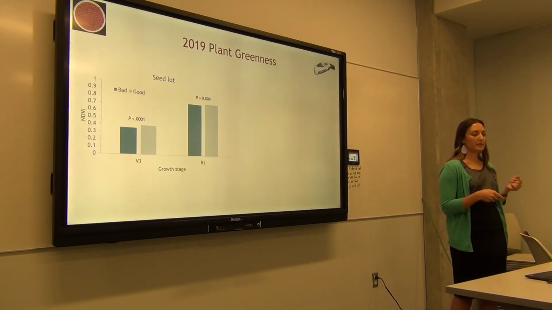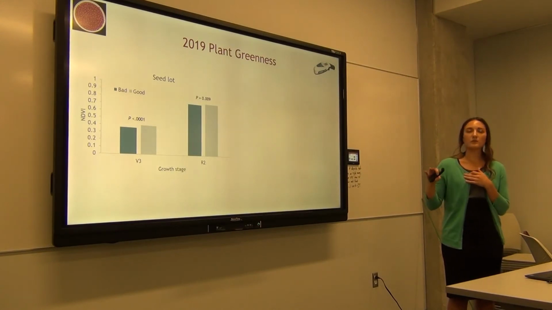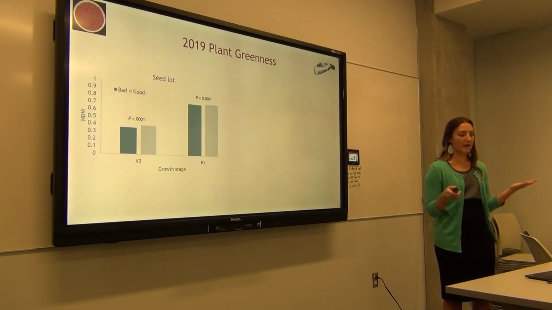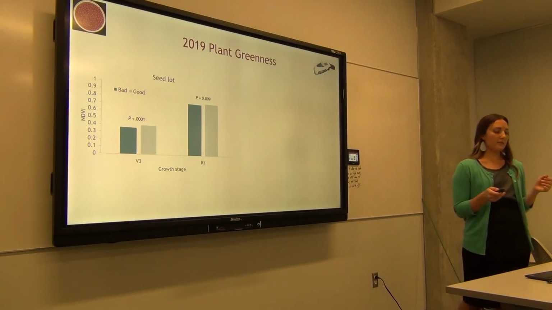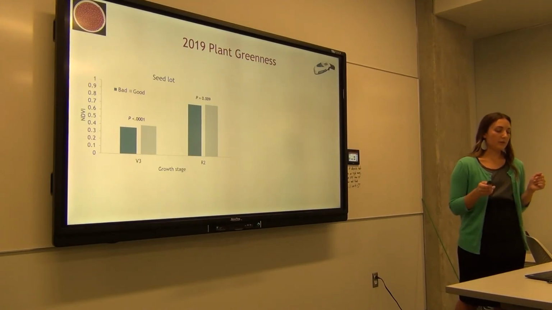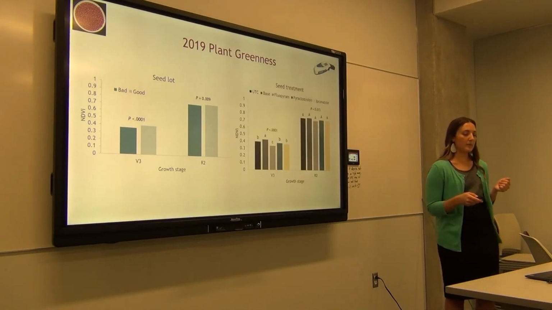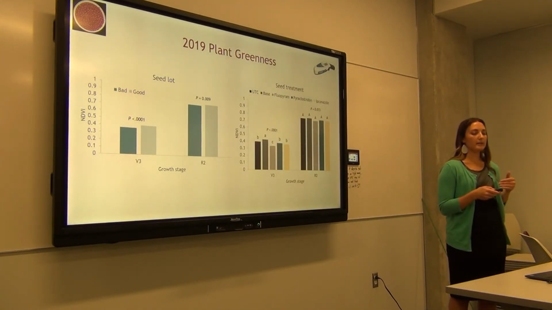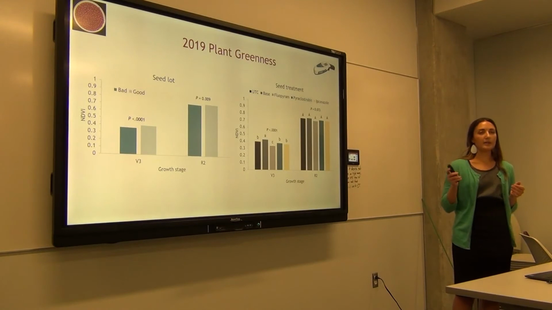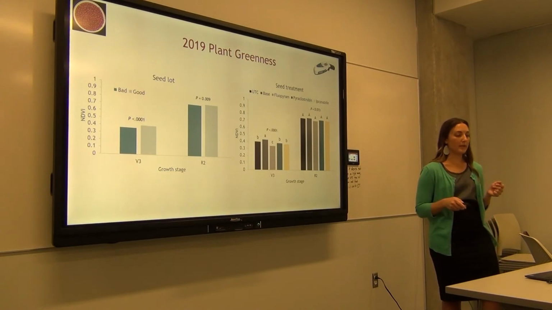Moving on to plant greenness, which was done using NDVI. This is a value that is given from 0 to 1, 0 being no greenness and 1 being the greenest that you could have. So at V3 and at R2, there was a significant difference based on seed lot, where the good seed lot had significantly greater plant greenness at both growth stages. And for seed treatment, we see that it only had an effect on plant greenness at the first growth stage that we took this data at, where again the base treated seed, which is that dark gray bar, had the greatest plant greenness.